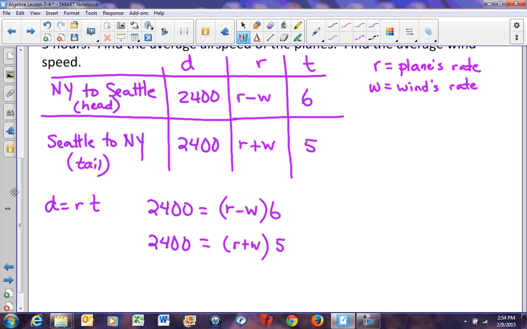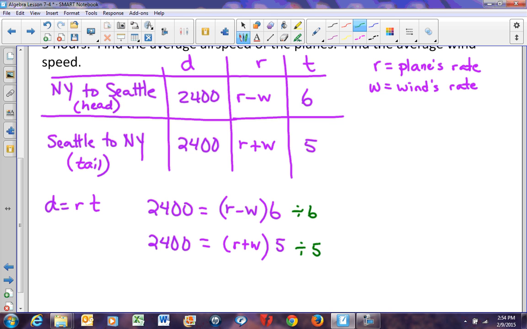Now, interestingly enough, there's some really quick tricks that you can do to make this really easy. The first thing I'm going to do is see if 2,400 is divisible by 6, which I know it is because I know 24 is divisible by 6. I know 2,400 is also divisible by 5 because it ends in a 0. So I'm going to take this first equation and divide it by 6. I'm going to take my second equation and divide it by 5.